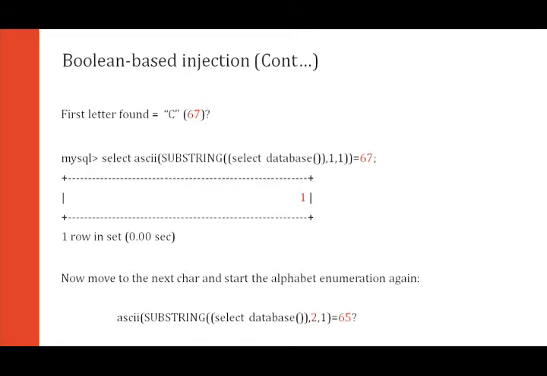Like in this case, let's say that we found the first letter, which is letter C. Now the substring is going to say, move to the next offset, position number 2, and also get just one character, as you can see there. And start again the loop. Okay, now the second character, are you letter A, B, C? Eventually you get a true response. That means you find the next letter. So that's the way it works. Again, we have examples in our labs for these specific scenarios.